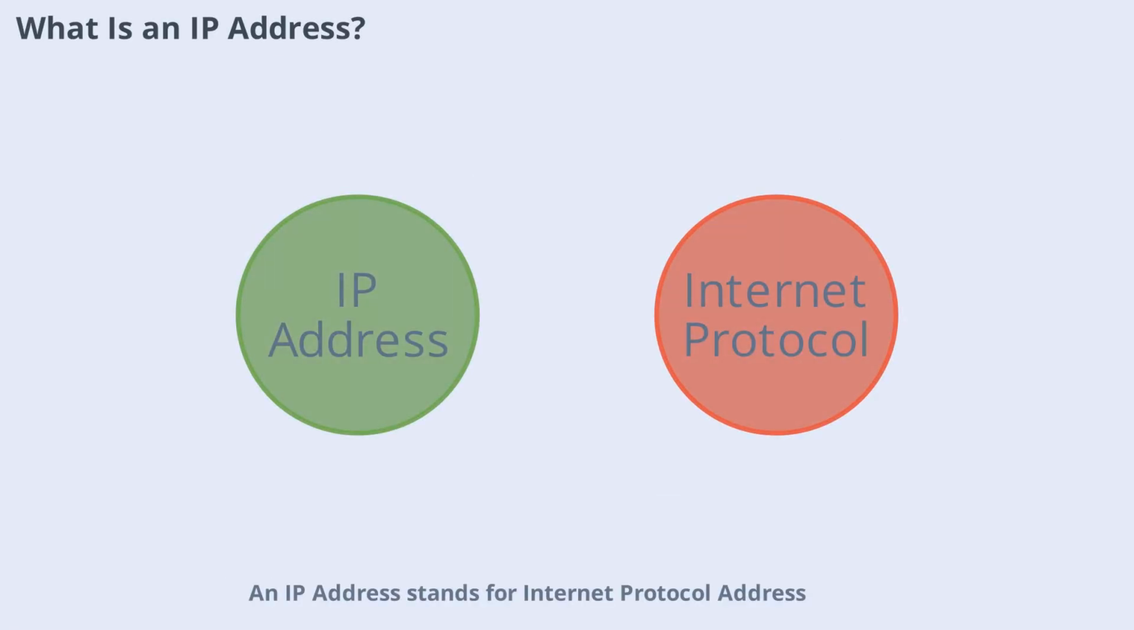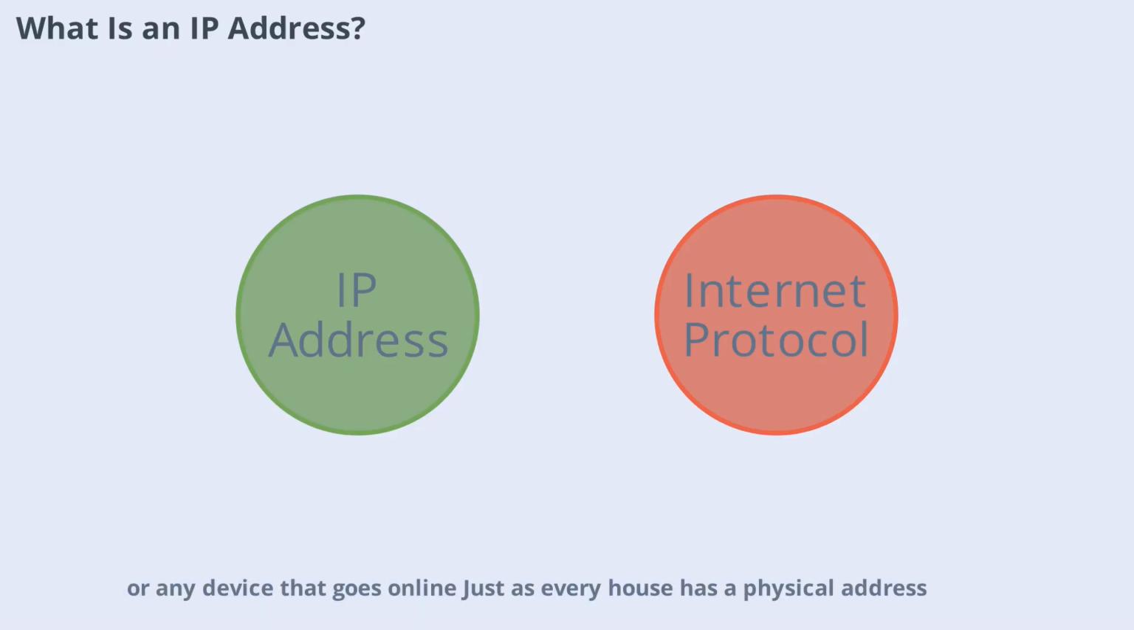IP address stands for Internet Protocol Address. It's a unique number assigned to every device connected to the internet. Think of it as a digital fingerprint for your computer, smartphone, or any device that goes online. Just as every house has a physical address, every device on the internet has its own IP address. This unique identifier allows devices to be recognized and located in the vast digital world.